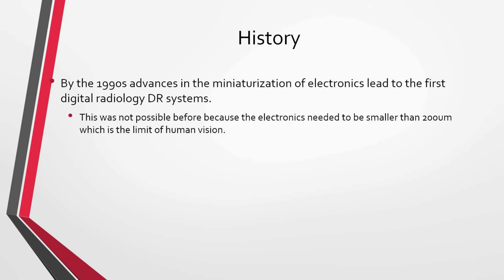This was not possible before because the electronics needed to be smaller than 200 micrometers, which is the limit of human vision. Digital radiology wasn't possible before because the electronics needed to be small enough, and we'll learn about why in the DR video.